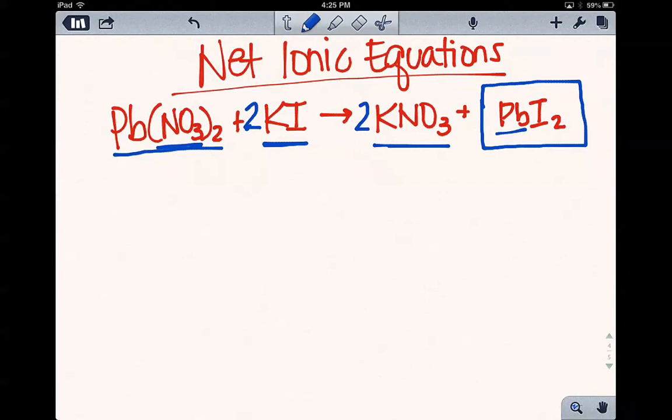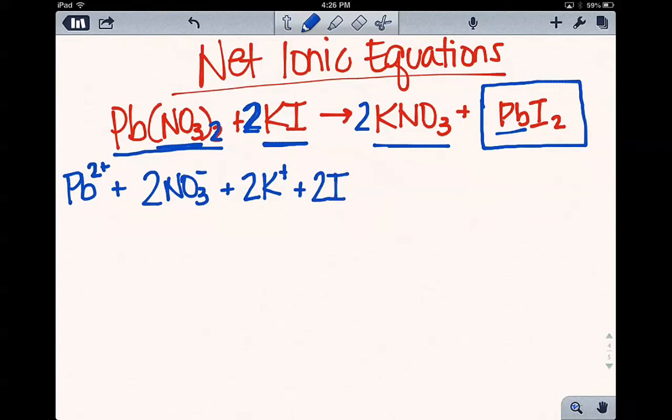So that means I'm going to have 1 lead ion. That's supposed to be a 2. Oh, that's being stubborn. Hang on, let me erase that and fix it. Lead 2. I'm going to have 2 nitrates. I'm going to have 2 potassium ions. And I will also have 2 iodide ions.